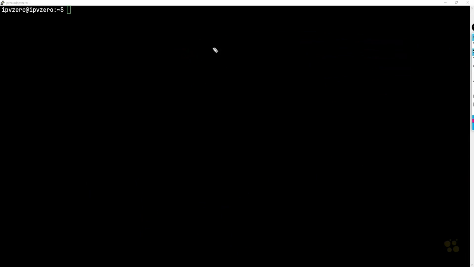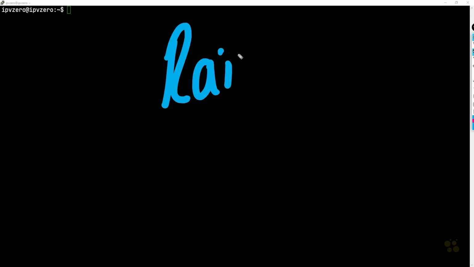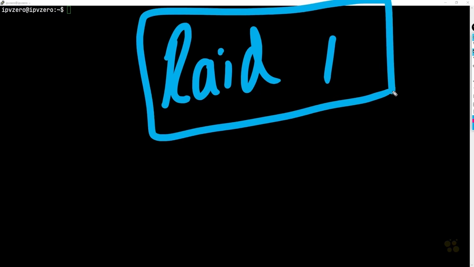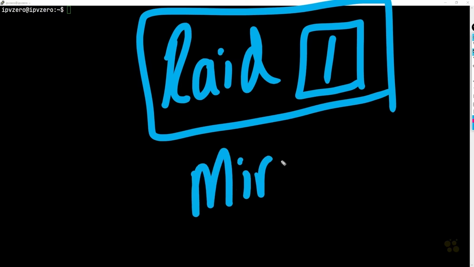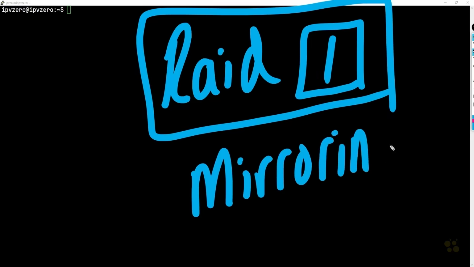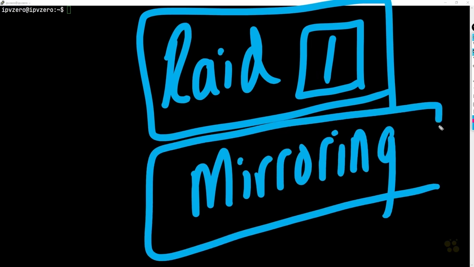Now, let's move on to the next one. This one is called RAID 1. Now, RAID 1 actually does give us fault tolerance. The way I like to think of RAID 1 is that it gives us one full copy of our data. This is otherwise known as mirroring, because quite simply, what you're going to do is you're going to mirror the data across different disks.